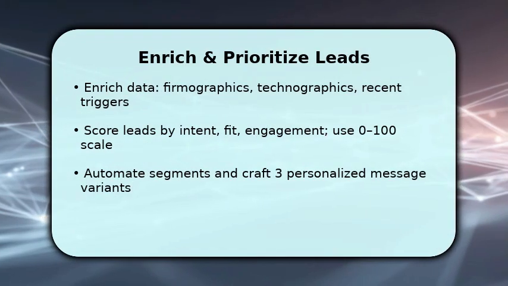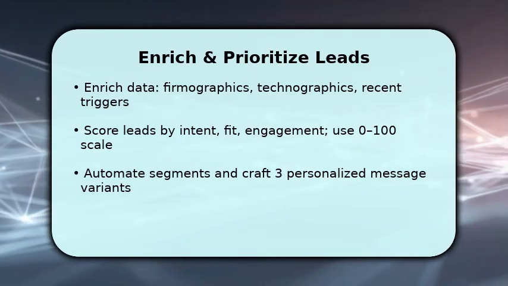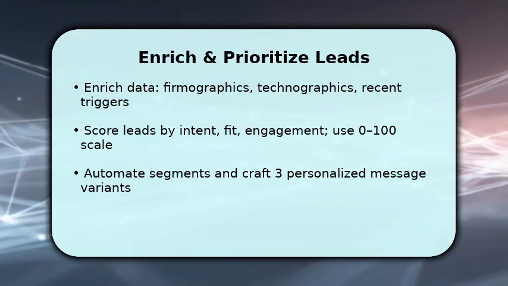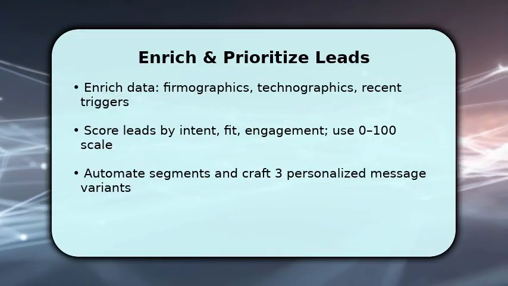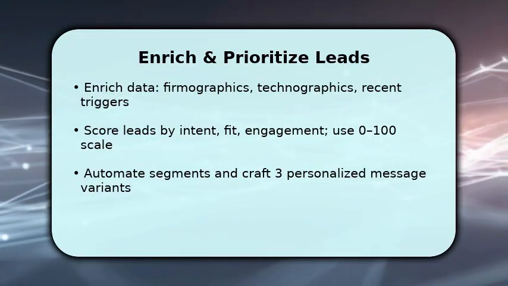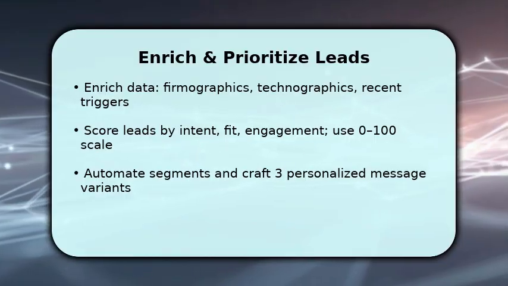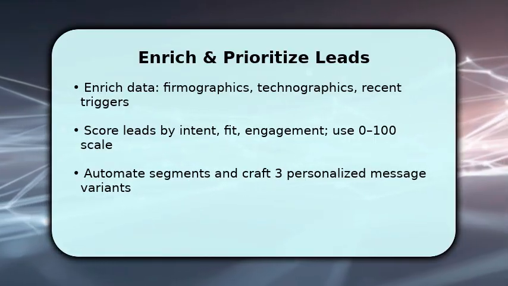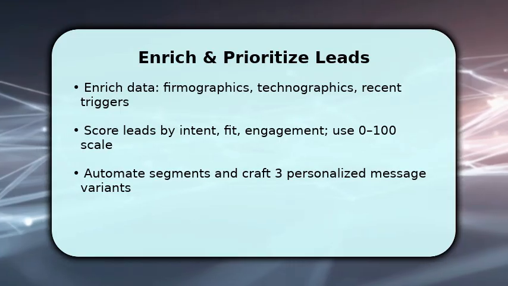Next, you enrich each record so AI can reason about intent and timing, add technographics, funding, news events, and role seniority. Then run a scoring model to prioritize for outreach. Blend fit, intent, and engagement into a 0-100 score.